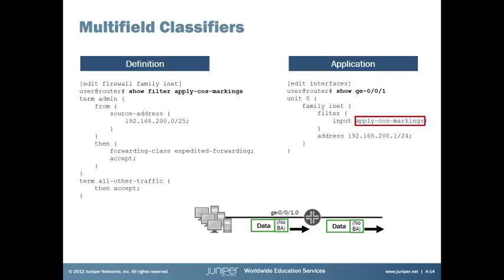Then we're going over onto our interface here, and we are applying this filter as an input filter onto interface GE001. So here's traffic arriving at our router on that interface. It will be marked up if it comes from that particular subnet. It will be marked up as expedited forwarding. That's just an example, a very simple example actually, of how you can mark up traffic as it comes through your network using a firewall filter. Quite a simple example.